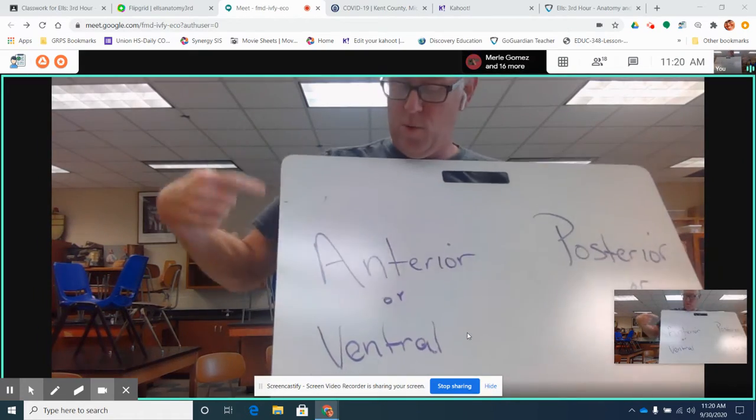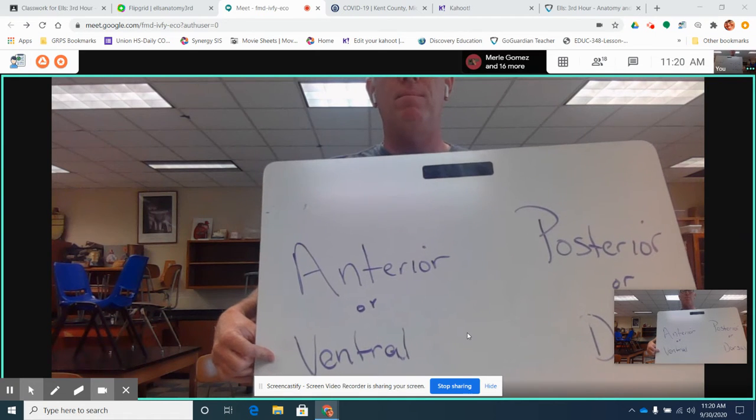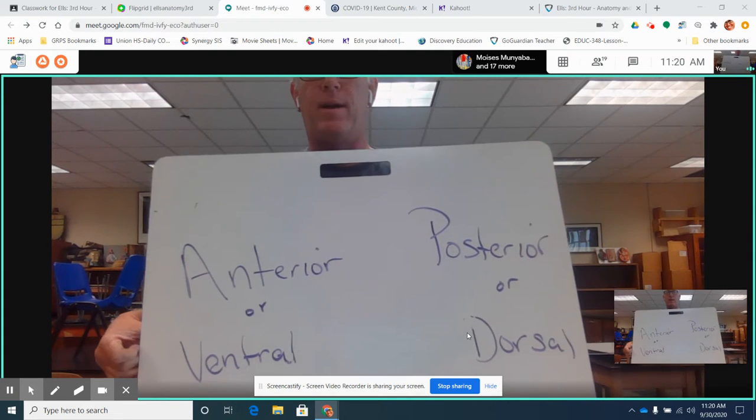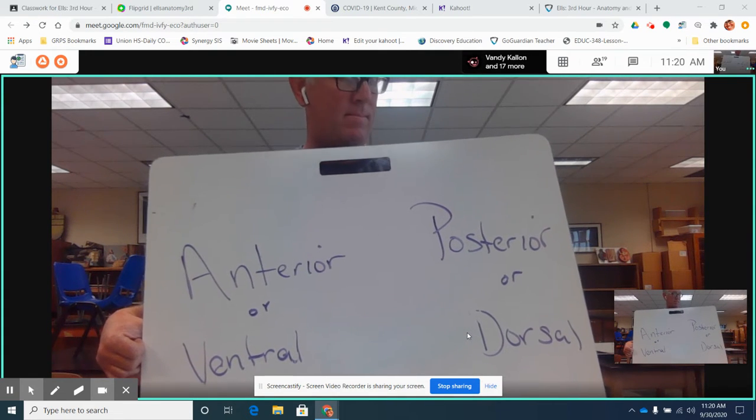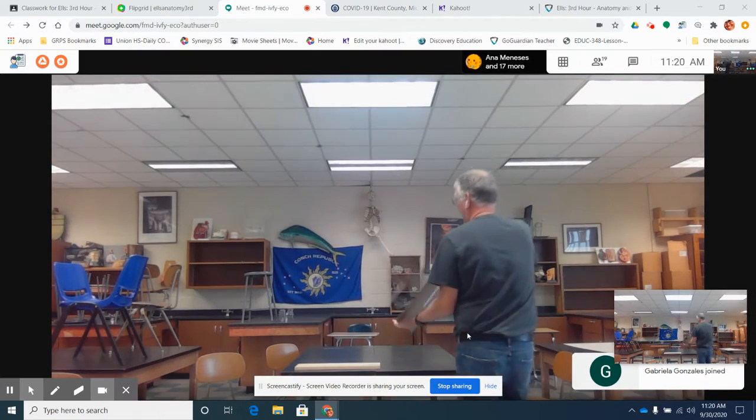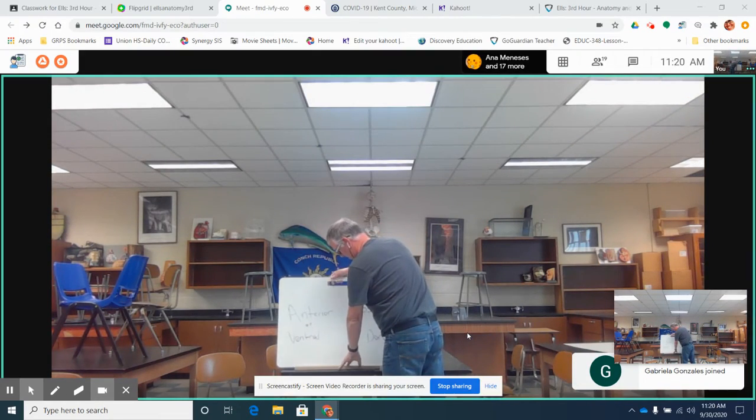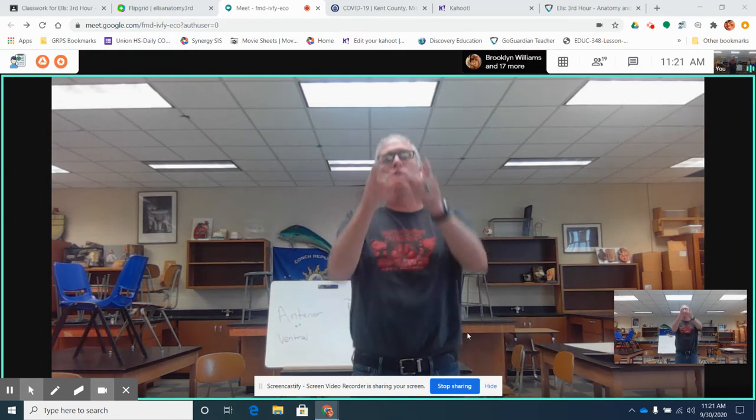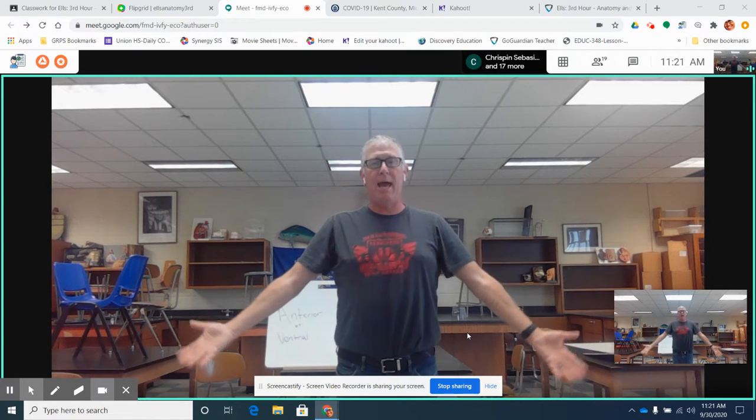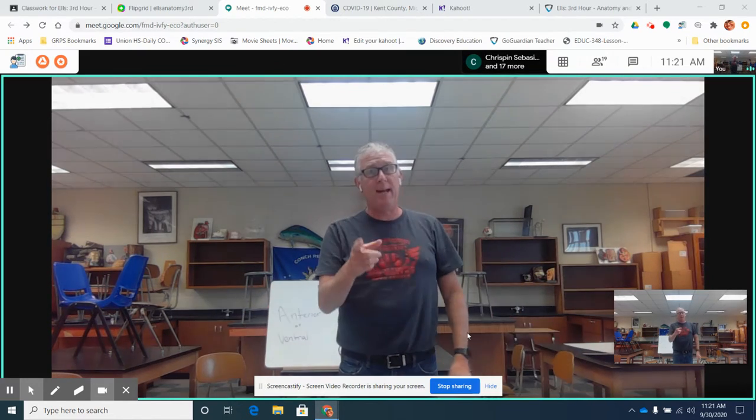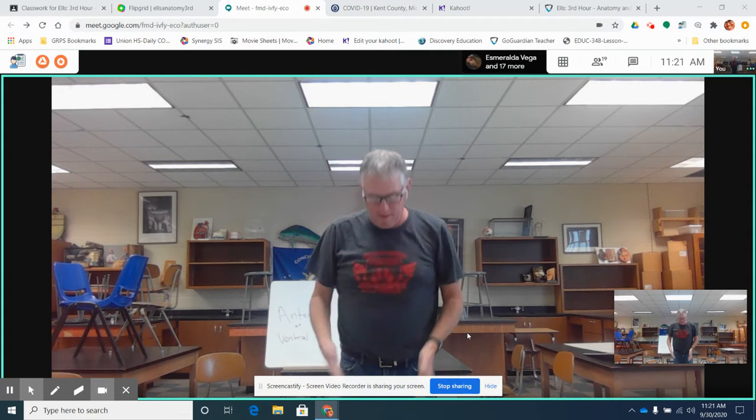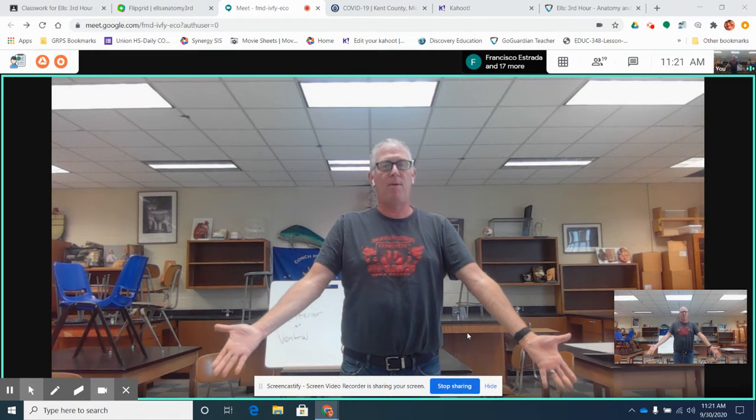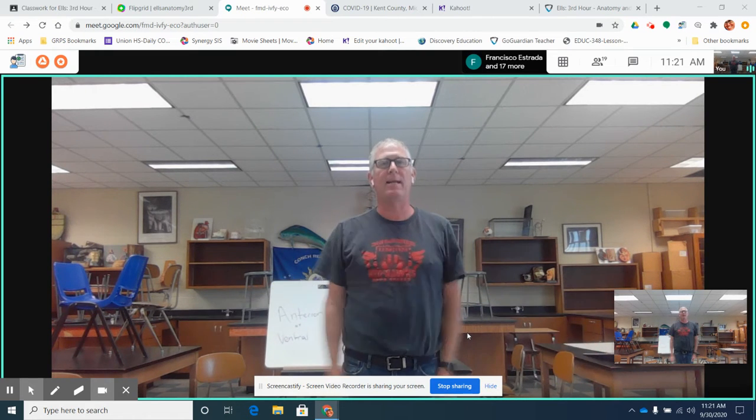Anterior, or ventral, and posterior, or dorsal. There we go. Everything's backwards on my screen. So, anterior means going towards the front. I'm in anatomical position now. Remember that anatomical position: I'm standing up straight, my feet are slightly apart, arms at the side, palms facing forward, my thumbs out. So there's proper anatomical position.